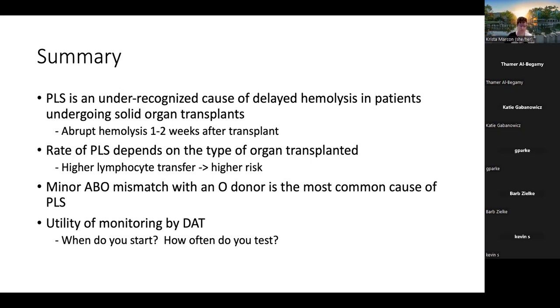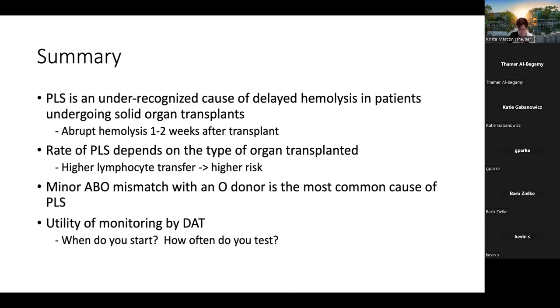So in summary, I've hopefully shown you today that PLS is an under-recognized cause of delayed hemolysis in solid organ transplant recipients and also the stem cell, especially if there is a brisk hemolysis that happens 1 to 2 weeks after the transplant.